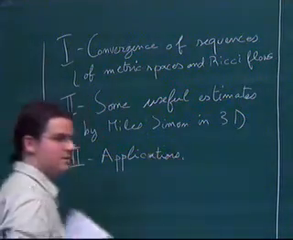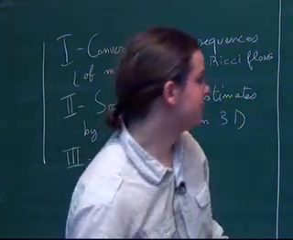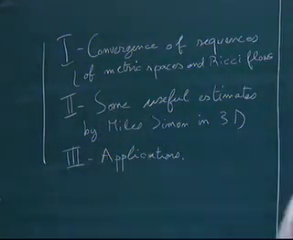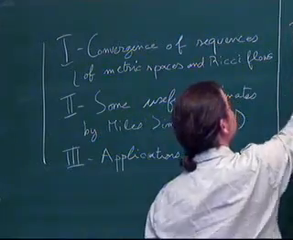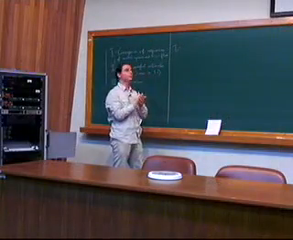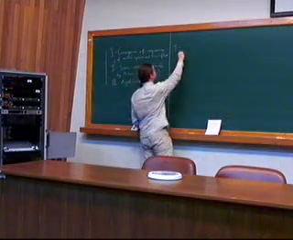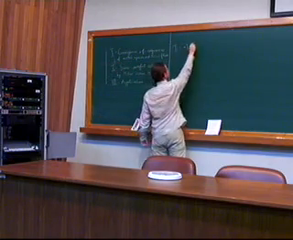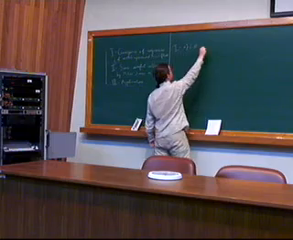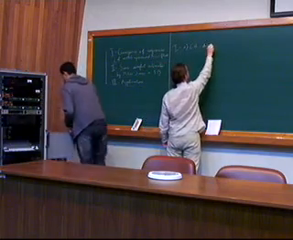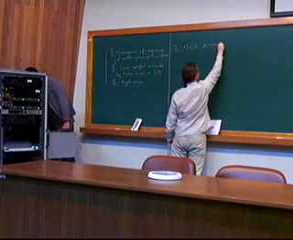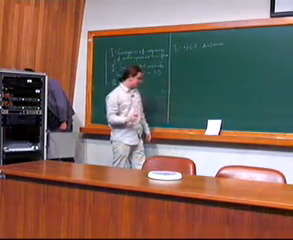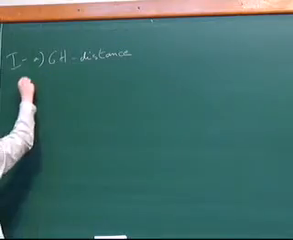Okay. So first part, we will talk about convergence of sequences of metric spaces first, and we will give some basic facts about the Gromov-Hausdorff distance and convergence that we will need in the sequel. So let's begin with a definition.